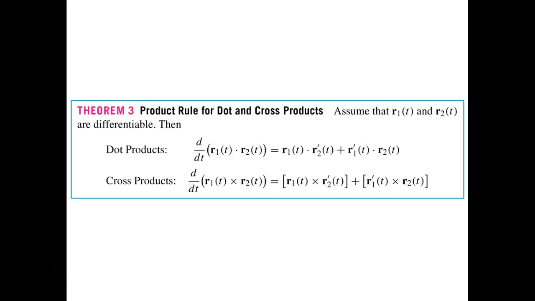Does that make sense? Goodness, I'm cold. All right.